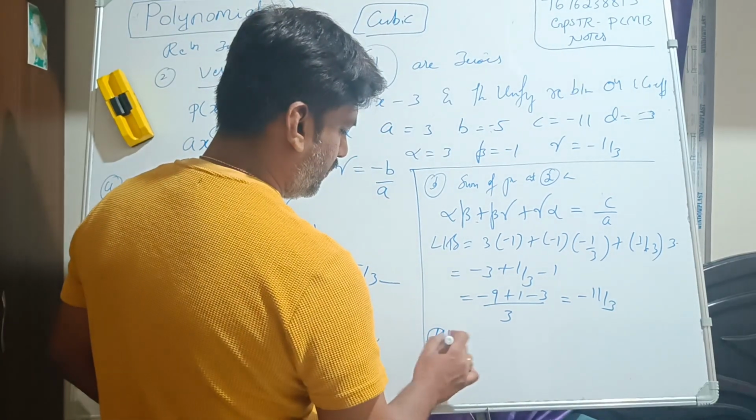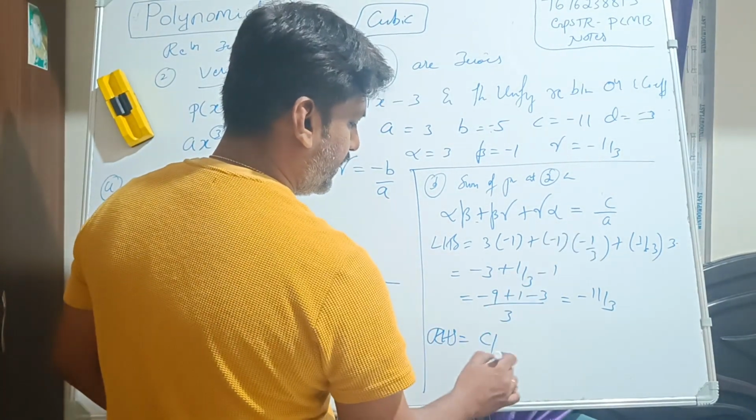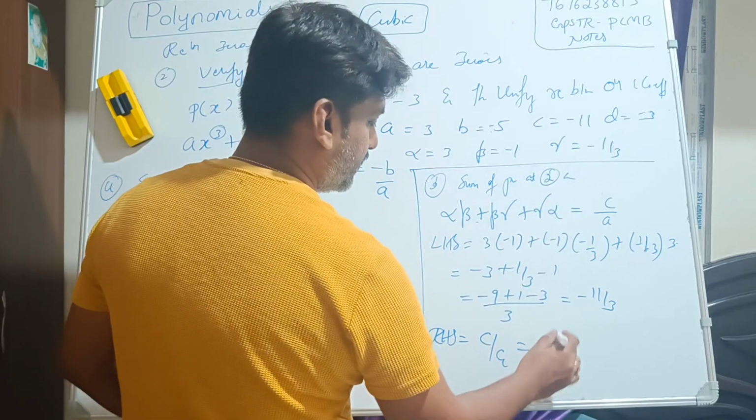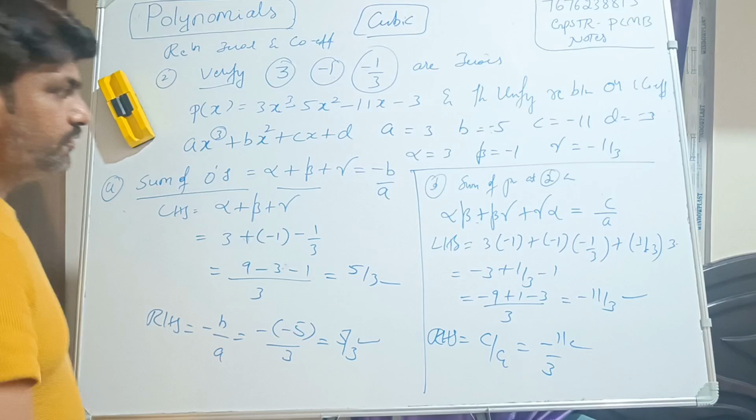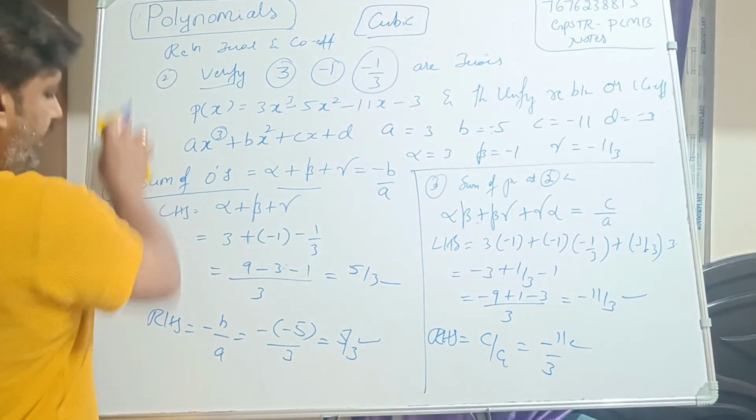So what is RHS now? RHS we have written as C by A. What is C by A? What is the value of C? Minus 11. What is the value of A? 3. So both are correct, right? So that is the second part. So what is the third part?